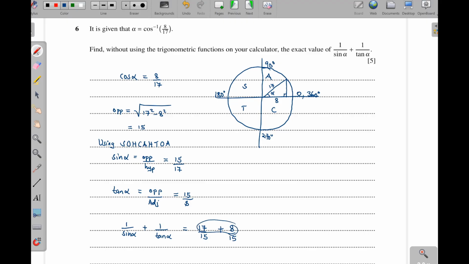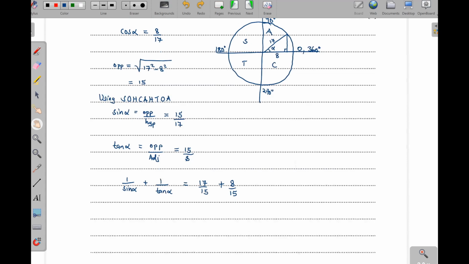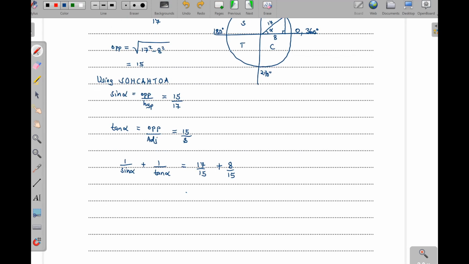Now, 17 plus 8, what does this give us? Is that 25? So 25 out of 15. If I divide all through by 5, I'll get a 5, then down here I'll get a 3. So that is that. Okay.